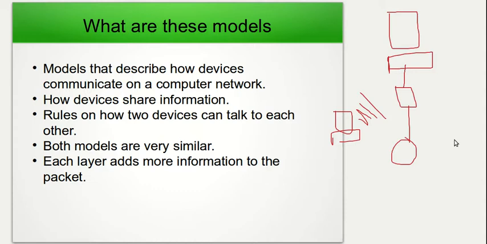Now both these models are very similar, and we'll actually see the different layers of these models in the next few slides. The way it works is that these models are split up into different layers, and as a device moves through these layers, we're adding more information to the data in order for that data to be successfully sent to the destination device. This is known as creating a packet. You can think of a packet as just data which is encapsulated in additional what we call headers, in order for us to add more information so that data can be successfully sent to the correct destination device.